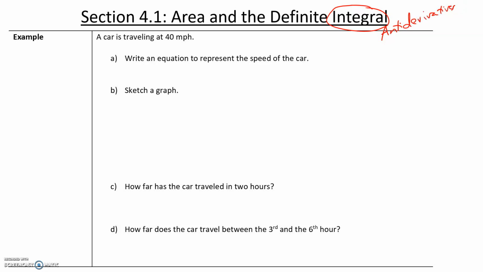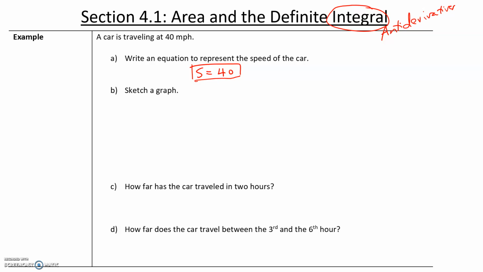Before we get to all that, let's say a car is traveling at 40 miles per hour. Write an equation to represent the speed of the car. Now, the speed of the car is constant. It's 40 miles an hour. It's not changing. So our equation is just s, the speed of the car, is equal to 40. It's not increasing. It's not decreasing. So there's no variable. It's a constant speed of 40 miles an hour.